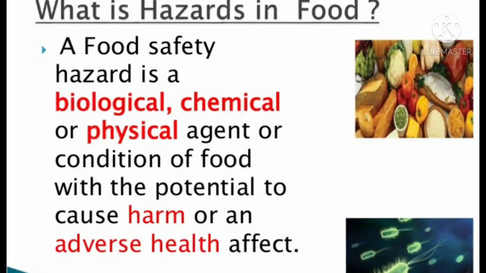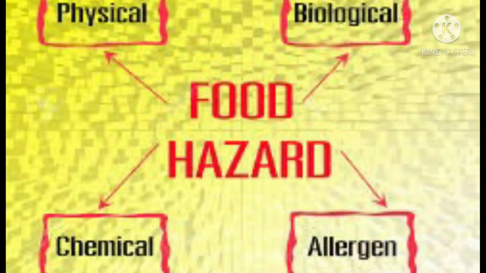Now the question comes to mind: what are hazards in food? So a food safety hazard is a biological, chemical or physical agent or condition of food with the potential to cause harm or an adverse health effect. There are 4 types of hazards. These are microbiological hazards, chemical hazards, physical hazards and allergens.